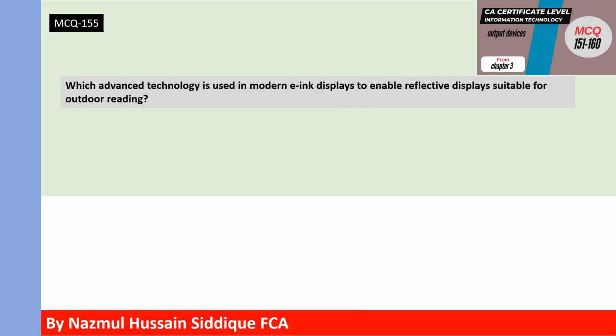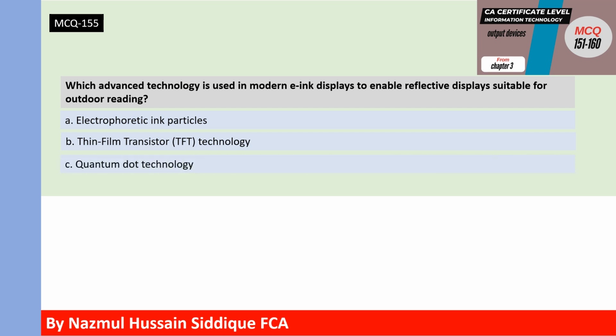Question 155. Which advanced technology is used in modern e-ink displays to enable reflective displays suitable for outdoor reading? Option A, electrophoretic ink particles. Option B, thin film transistor TFT technology. Option C, quantum dot technology. Option D, micro LEDs.